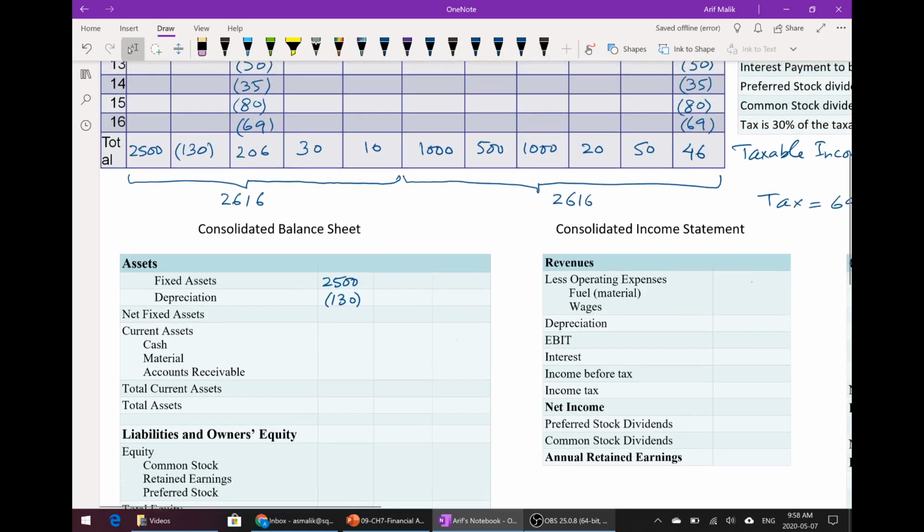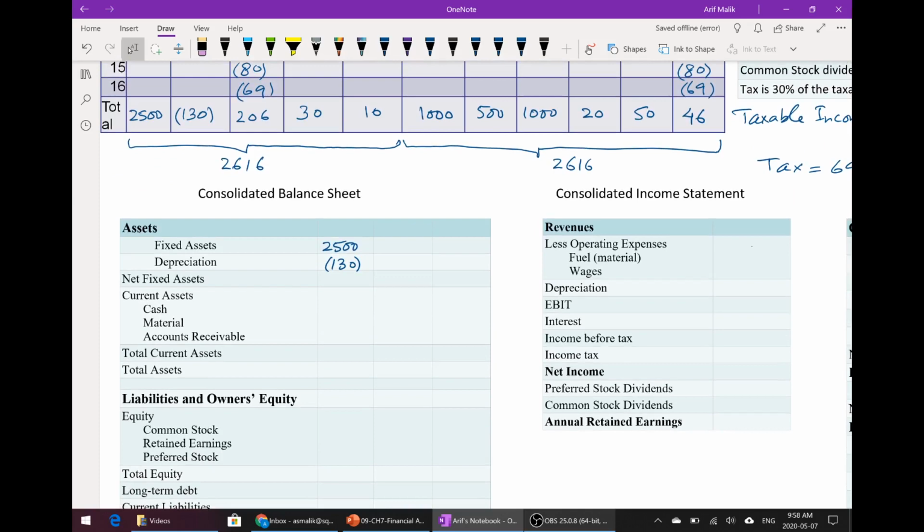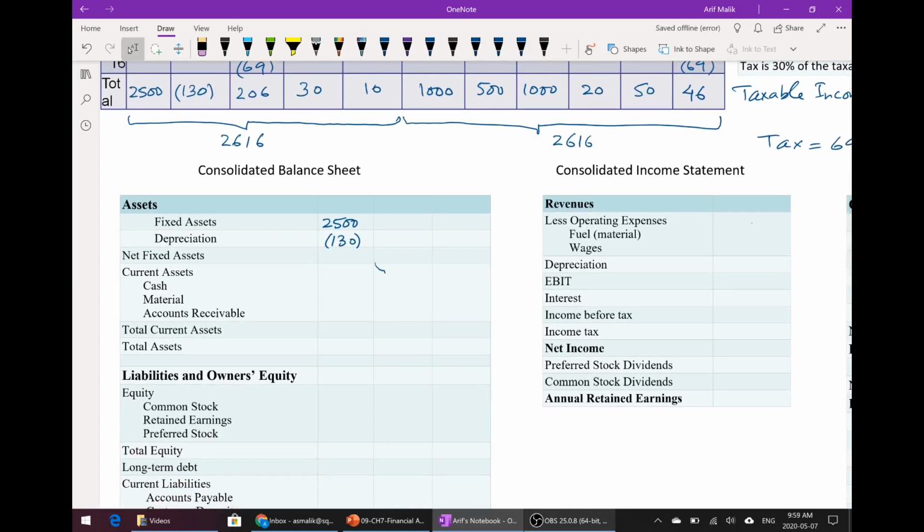If you like, you can check. This 130 is coming as a depreciation. The net fixed assets are then 2370. The current assets, we have cash. Cash is 206, and then we have the materials. The material is 30, and then accounts receivable are 10.